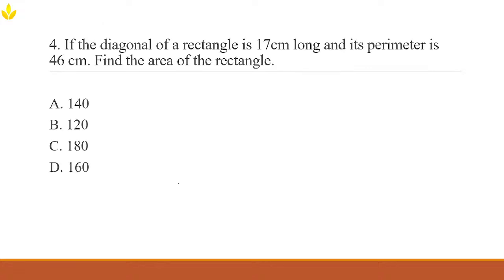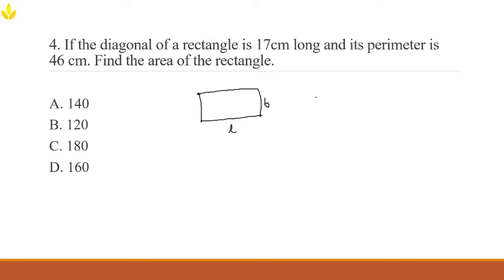The next question was, if the diagonal of a rectangle is 17 centimeters long and its perimeter is 46 centimeters, find the area of the rectangle. So here, let me give you the picture of the rectangle. I'm going to draw it roughly. So let me take this as the length and this as the breadth.